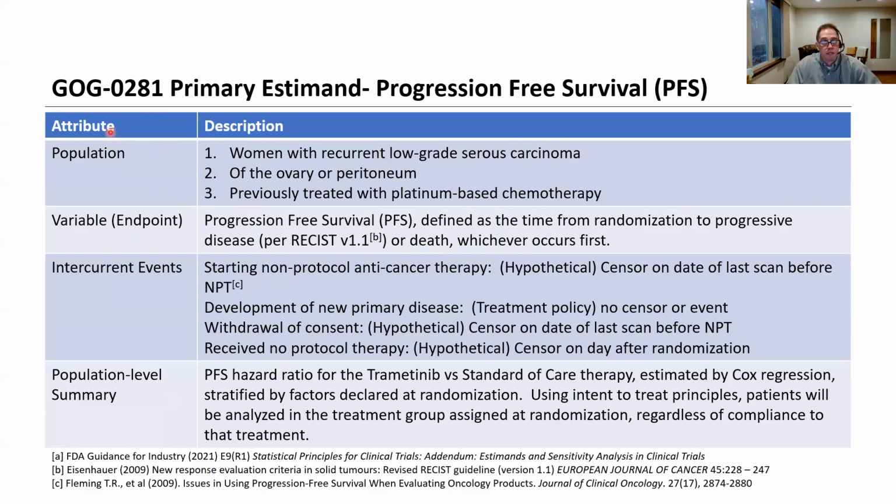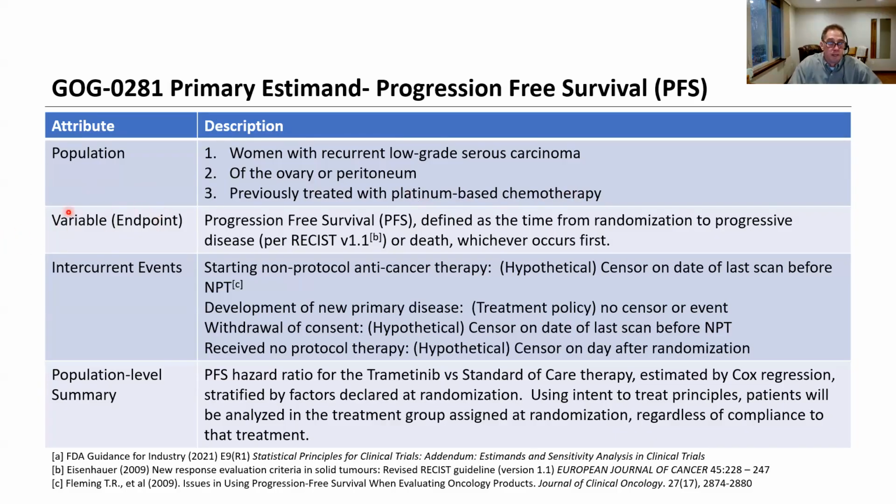They have 4 attributes of an estimand that you need to fill in. So the first one is your population. You need to describe what that population is. For 281, it was women with recurrent low-grade serous carcinoma of the ovary or the peritoneum, and they were previously treated with some platinum-based chemotherapy. So they'd already progressed on something else.